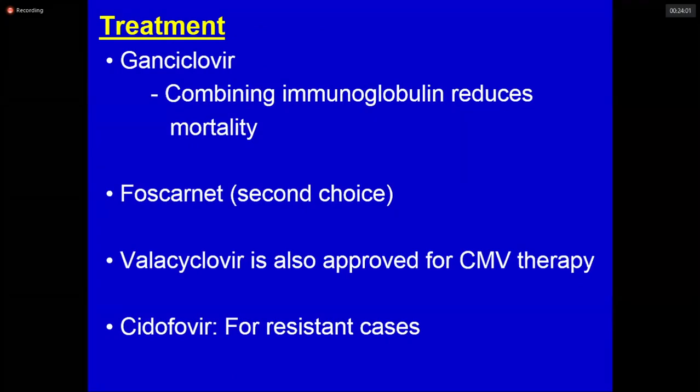Treatment, Ganciclovir. Also, you can combine it with a specific immunoglobulin, which can reduce the mortality. Foscarnet, second choice antiviral. Valacyclovir is also approved for CMV therapy. Cidofovir for resistant cases. Just the names, which are very simple: Ganciclovir, Foscarnet, Valacyclovir, Cidofovir for resistant cases.